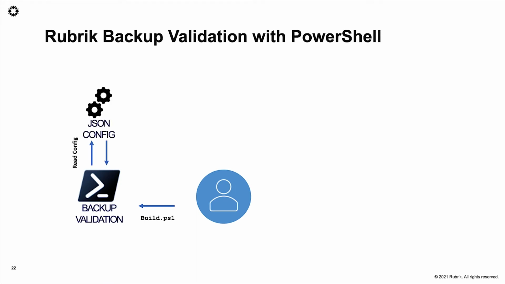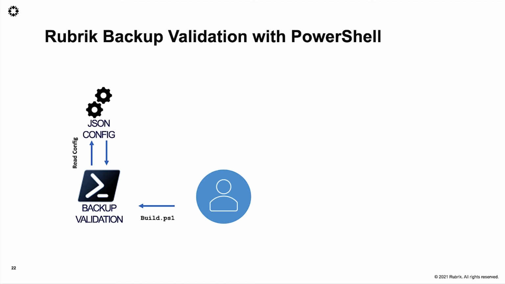That script will then read the configuration files. And within the configuration files, we store things like, obviously, what VMs we want to validate the backups for, what backups, credentials to things like vCenter, to Rubrik, as well as credentials into the guest OS. Those credentials are stored encrypted using the Export-CliXml command, so they can only be decrypted by the same user on that system.